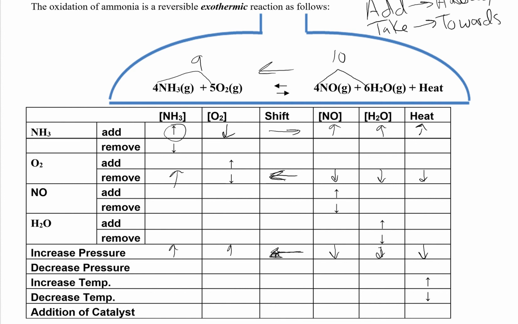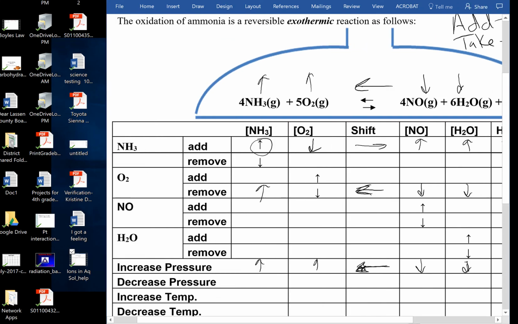Temperature. Well, temperature is heat. If you increase the temperature, what you're doing is simply adding heat. So we add heat. When we add, it shifts away. So those two on the reactants are going to increase, and the two products are going to decrease. Okay, addition of a catalyst, remember that? No change. All right, so hopefully that will help you get started on this problem.